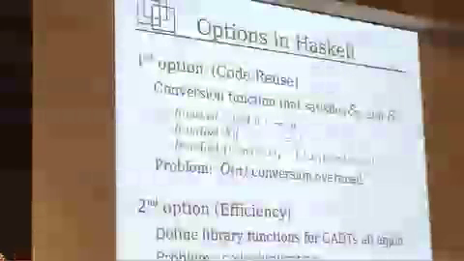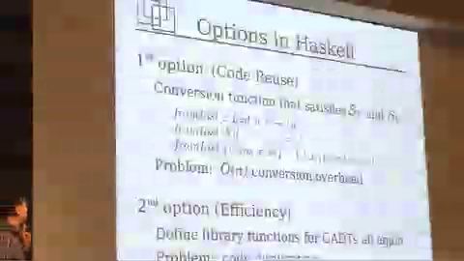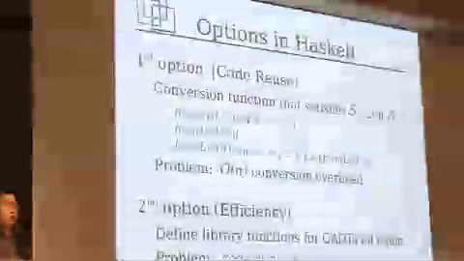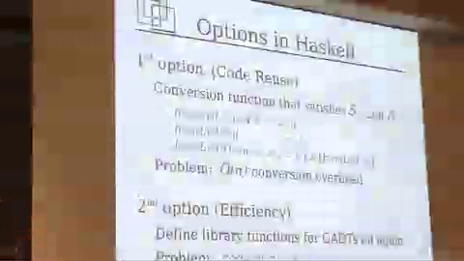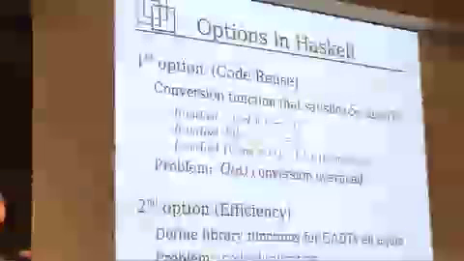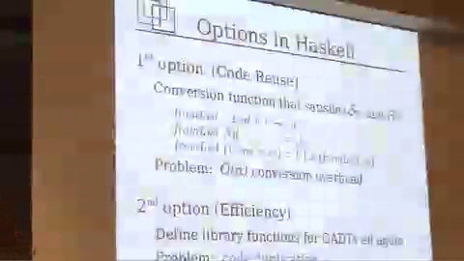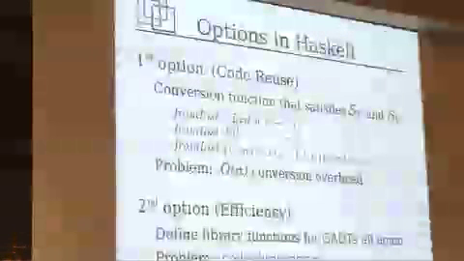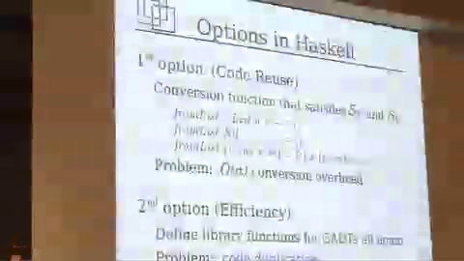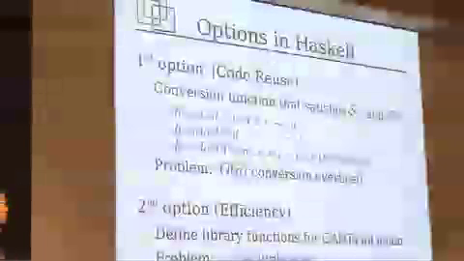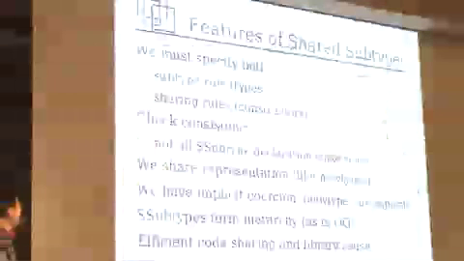So what do we do in Haskell? We have two options. First, we can write a conversion function that satisfies those relations. The obvious problem is it can be slow. And if you want to do it in an efficient way, we have to basically redefine many library functions. That is very obvious. So we're really in this situation where we can't have both.